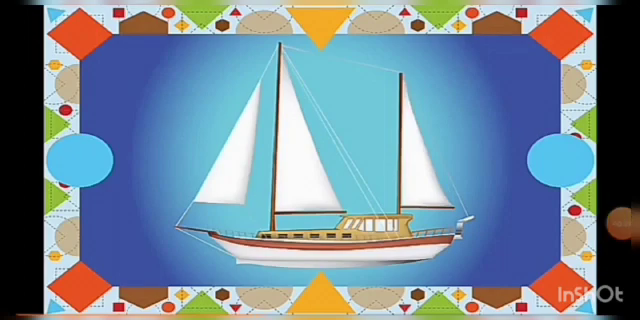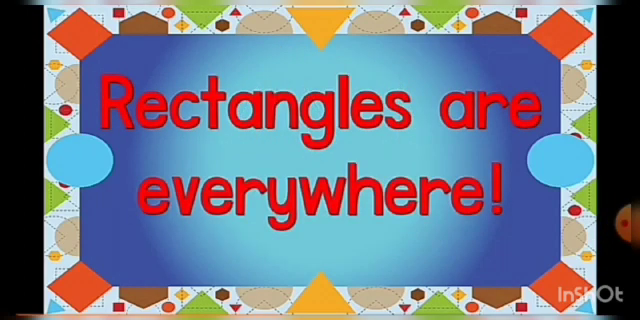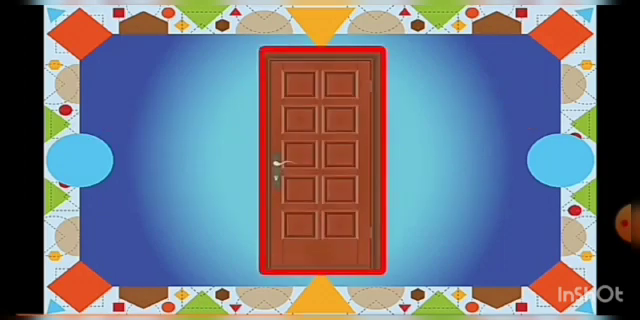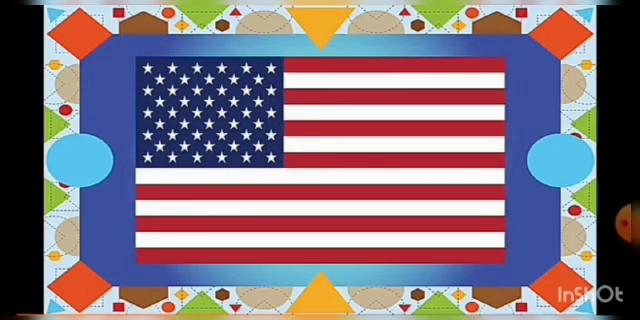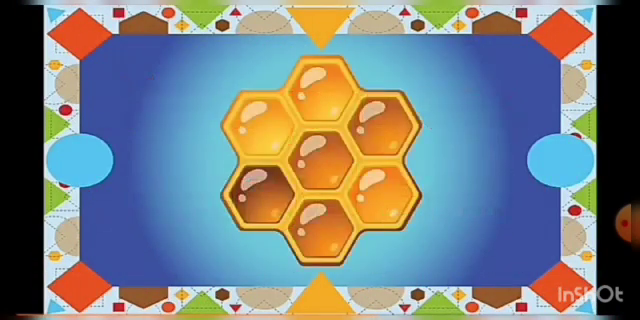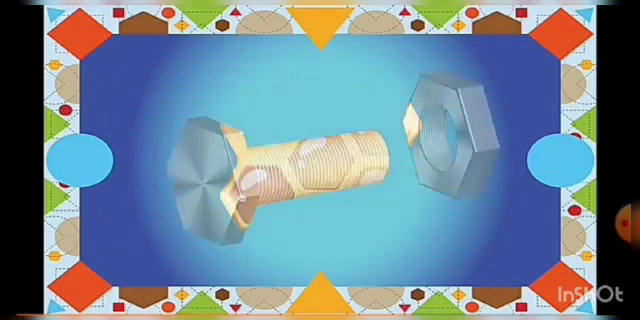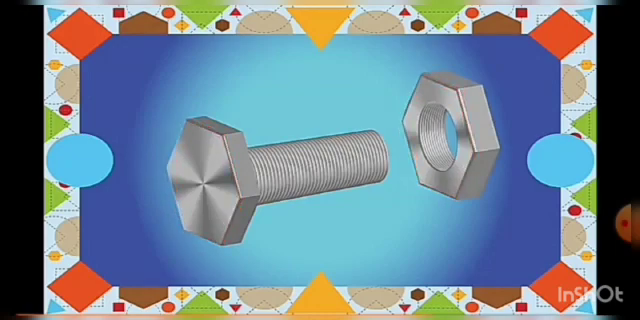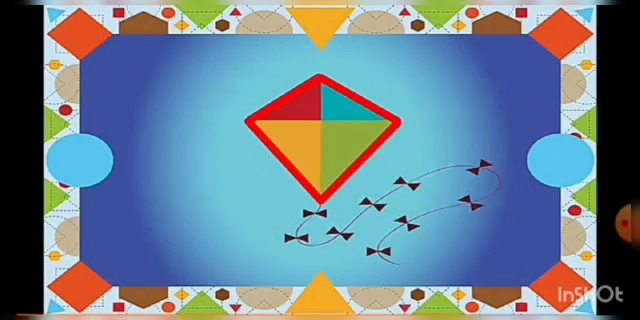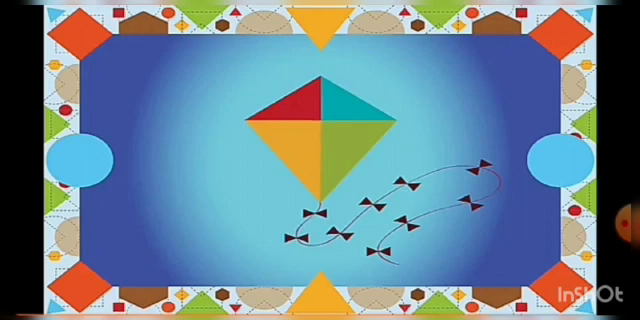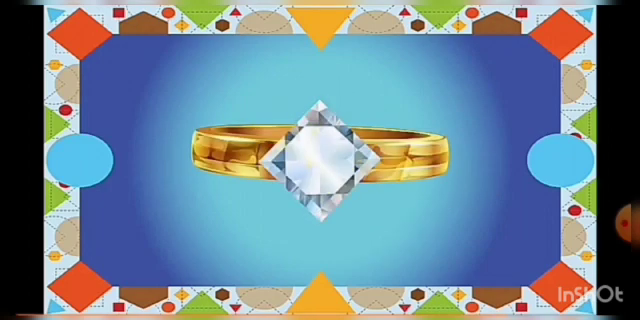Okay. And next, rectangles are everywhere. The house door is also a rectangle shape, and a flag. Any flag you see is a rectangle shape. The opposite sides are equal, that is a rectangle. Okay, and next, hexagons are everywhere. The honeycomb is also a hexagonal shape, and some bowls and pots are hexagonal shapes. Okay, and next, rhombus is everywhere. A kite that children play with is also a rhombus shape, and the diamond on a ring is also a rhombus shape.